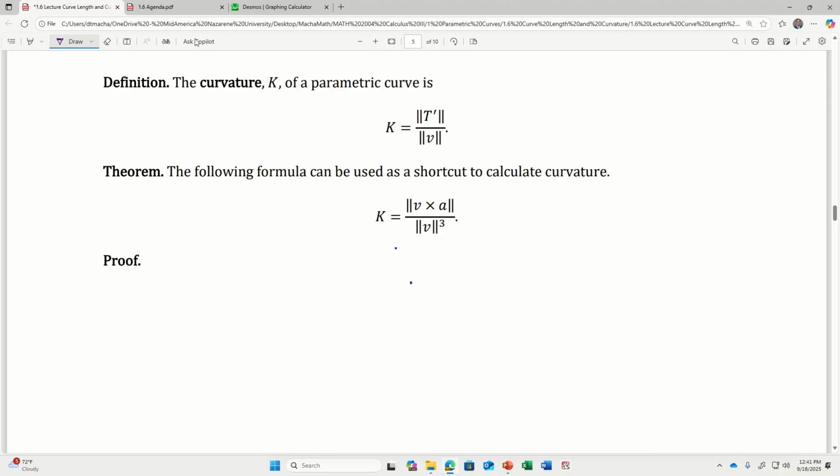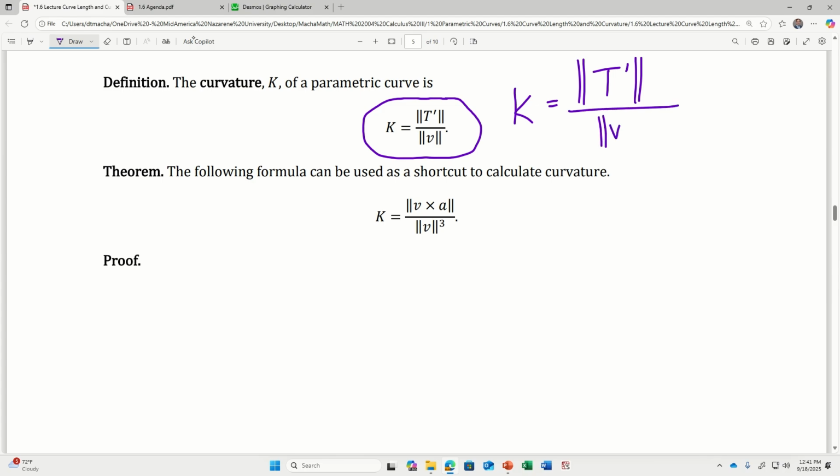So, here's the formula for curvature. This is the definition of what curvature is. Curvature is the derivative of the unit tangent vector, and then you take the norm of the derivative of the unit tangent vector, and then you're going to divide by the norm of the velocity vector, so you're dividing by the speed.